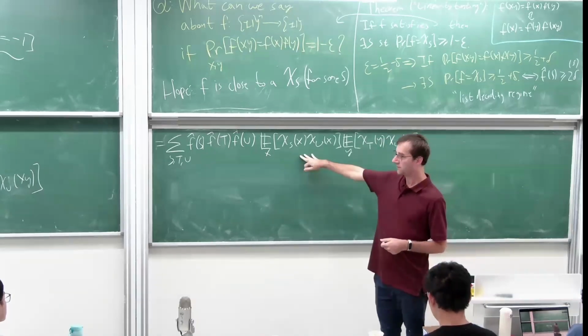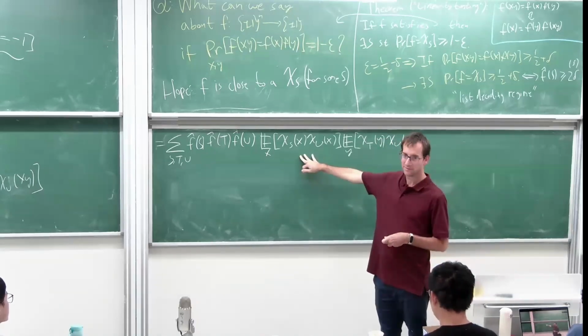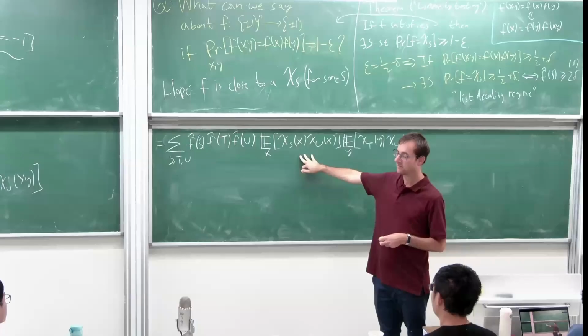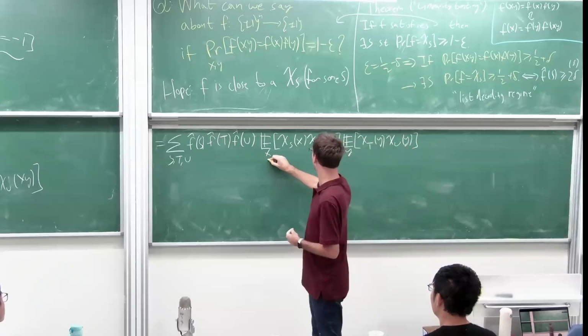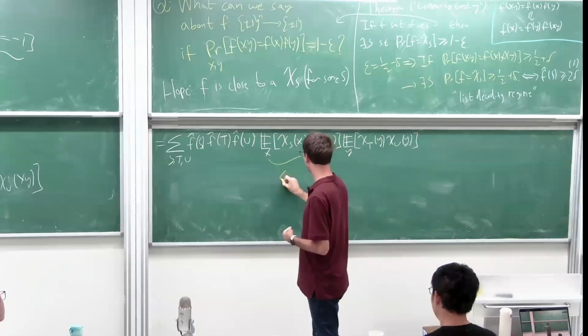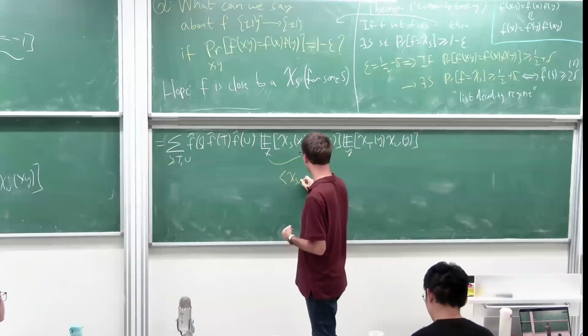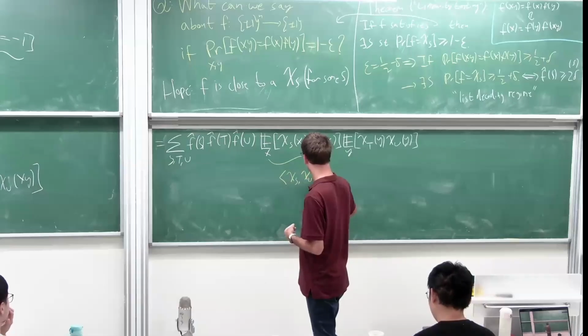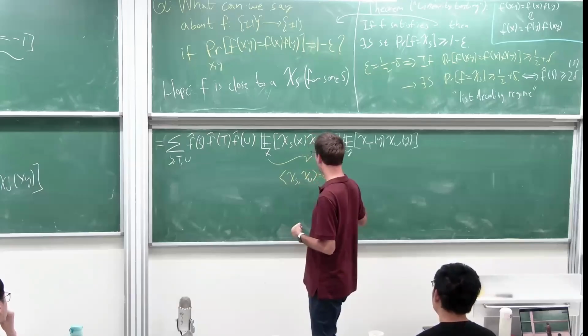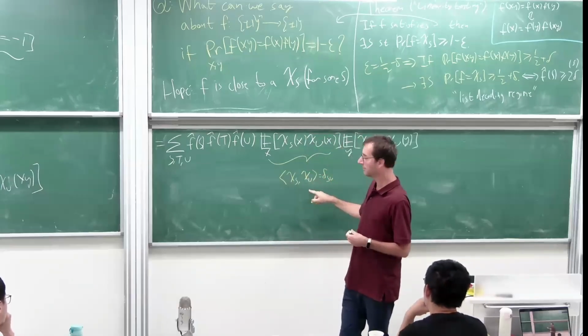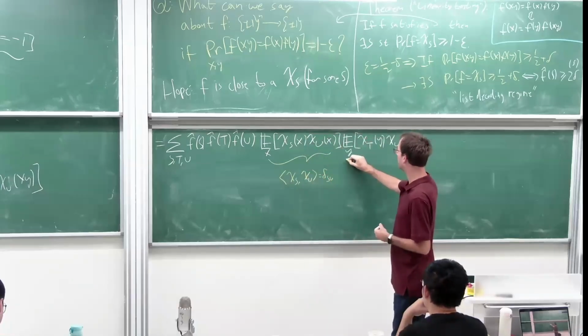Okay, now what is this thing? This is just the inner product of chi s and chi u, which is delta su. So it's 1 if s is equal to u and 0 otherwise. And here it is the same.